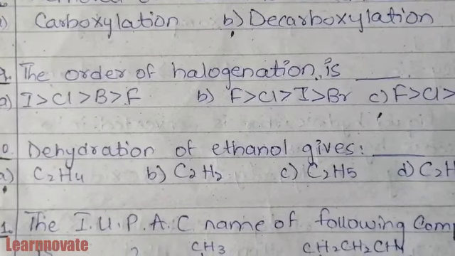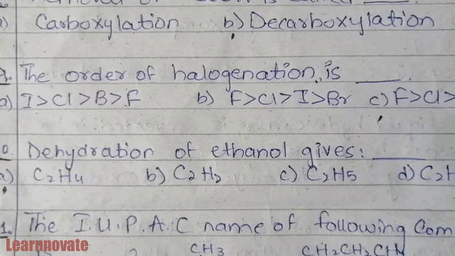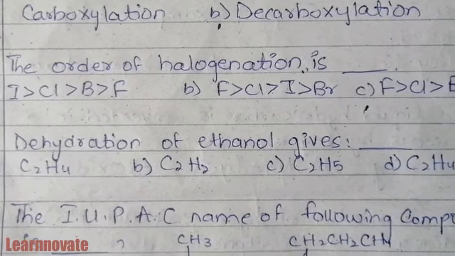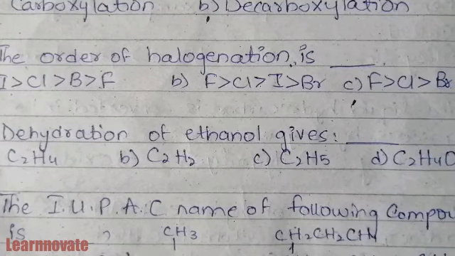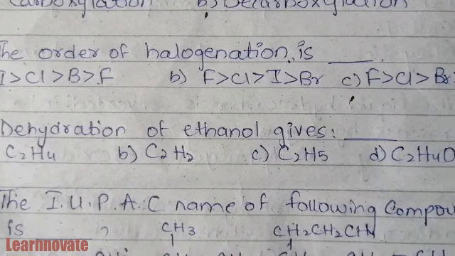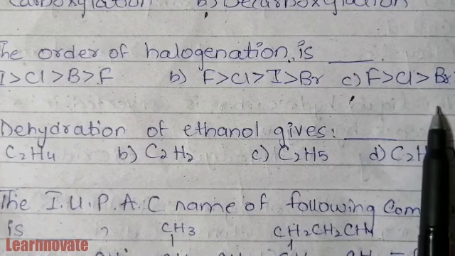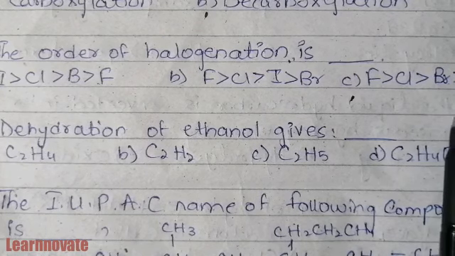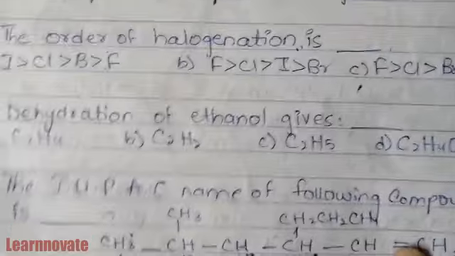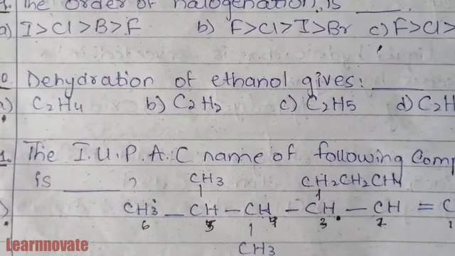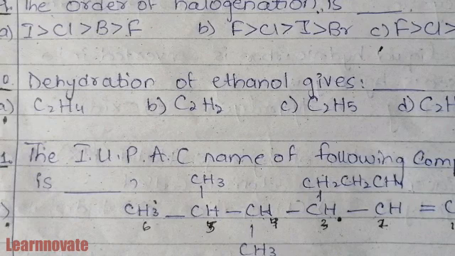Next question asking the order of halogenation. If you know the reactivity and the state and the strength of the halogens, the answer for this question is option number C. According to the order of reactivity, fluorine is greater than chlorine, chlorine is greater than bromine, and bromine is greater than iodine. So fluorine is highly reactive while iodine is least reactive, in halogenation. Coming to question number 10.